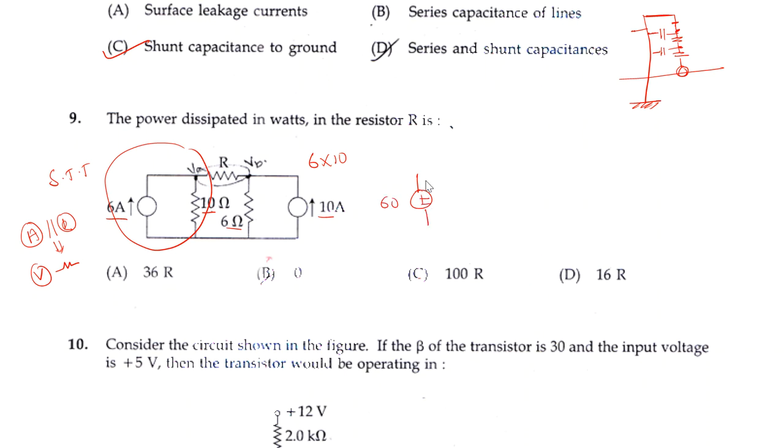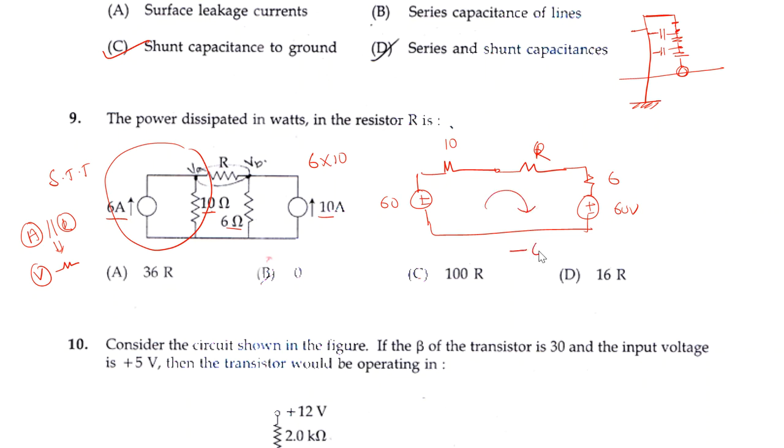And here the resistor is in parallel, so I will connect it in series. There will be a resistor here like this, and here also the same. There will be a resistor here like this, and here we have a voltage source of 60 volts. So this will be what? 10 ohms, and this will be what? Sorry, this will be R, and this will be 6 ohms, right?